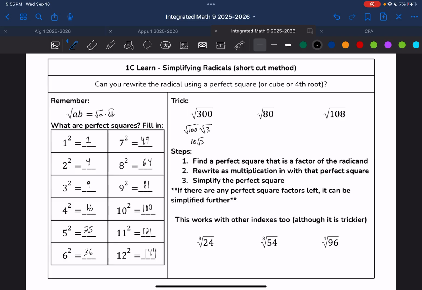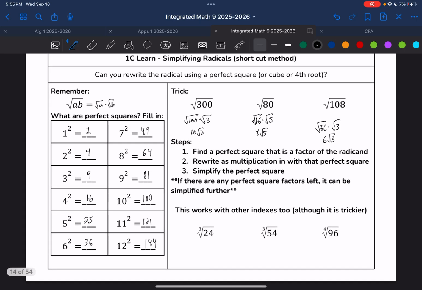Square root of 80 might be a little bit more difficult at first glance, but that's actually the square root of 16 times the square root of 5, and the square root of 16 becomes 4, so that becomes 4 root 5. Same with 108, we can actually do the square root of 36 times the square root of 3, and then that becomes 6 root 3. So this method can be very efficient if you can find a number that it works for.